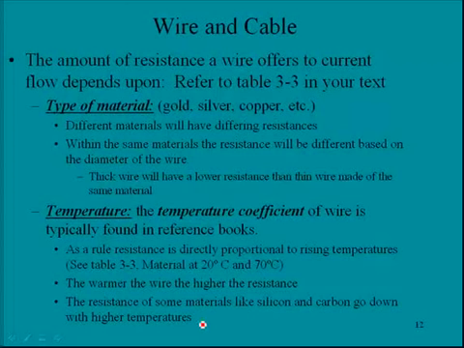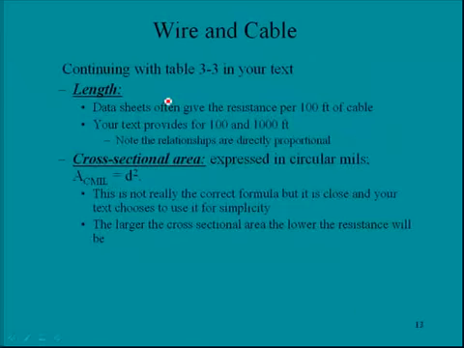Okay, the amount of resistance that a wire offers to current flow depends upon, and then there are 2 more items here. The length. Data sheets often give the resistance per 100 feet. Your text provides for 100 and 1,000. Now this has to do with the resistance. So just for example, if you had 100 feet of wire, and let's say that it had 5 ohms of resistance in 100 feet, if you extend that out to 1,000, it's going to be 50. So it's a directly proportional relationship.